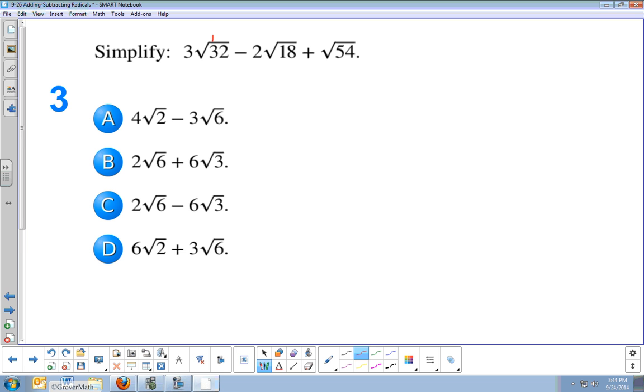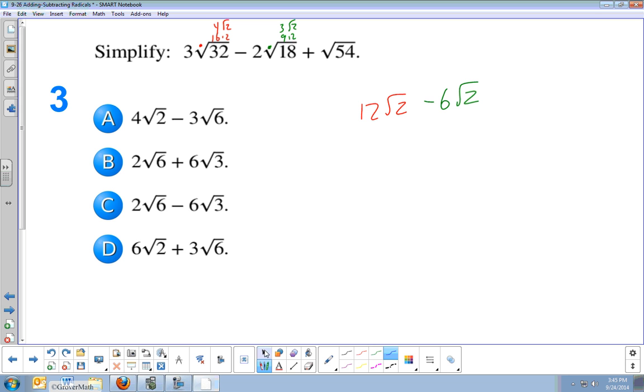All right, 32, we just had this one. 16 times 2 becomes 4 radical 2 times the 3 in the front is 12 rad 2. 18, that's 9 times 2, and so that's going to be 3 rad 2 times the negative 2 in the front is negative 6 rad 2. So they have matching rad terms, so I will combine those.